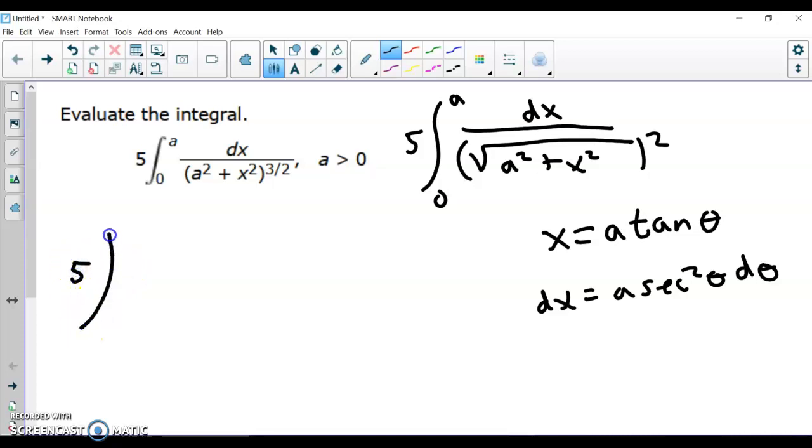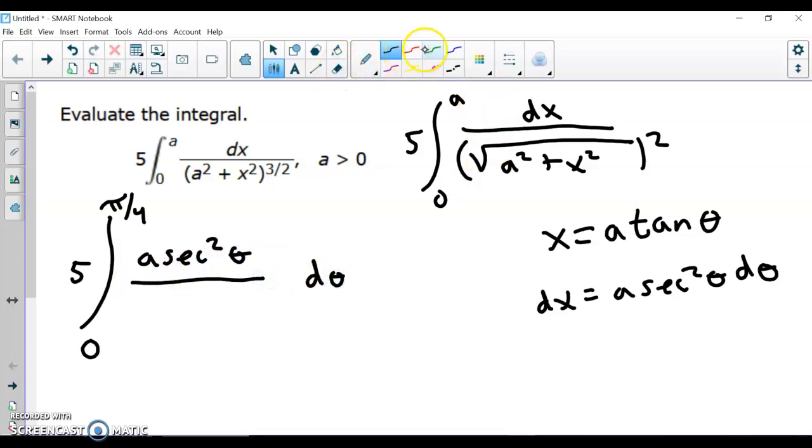So we got a 5, and let's change our limits of integration from the start. So if x is 0, notice our tan theta factor here is going to need to be 0. So when x is 0, theta is going to be 0 because tan of 0 is 0. If x is a, well, here's a, that means I need tan theta to be 1, a factor of 1. So tan theta is 1 at pi over 4. Let's say dx is a secant squared theta d theta.